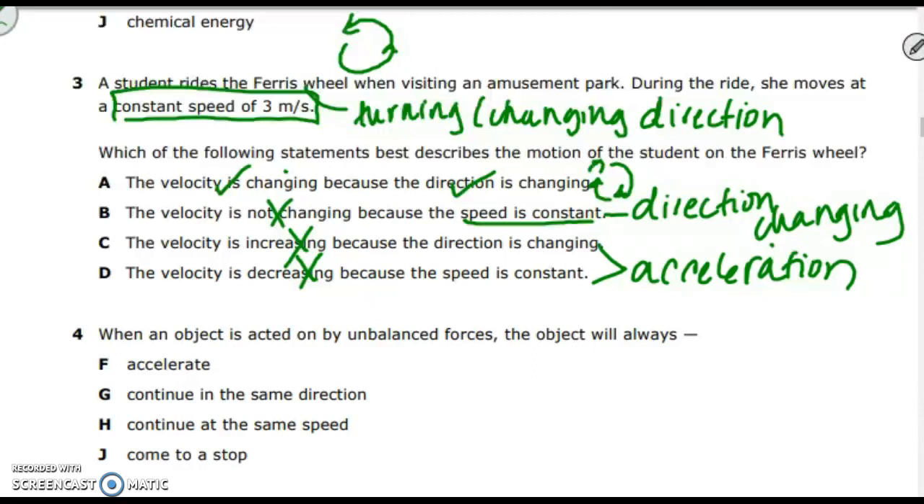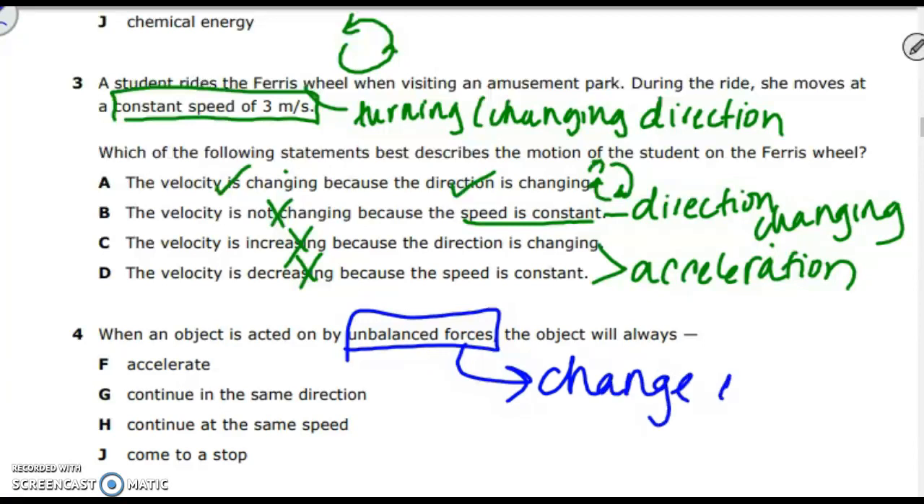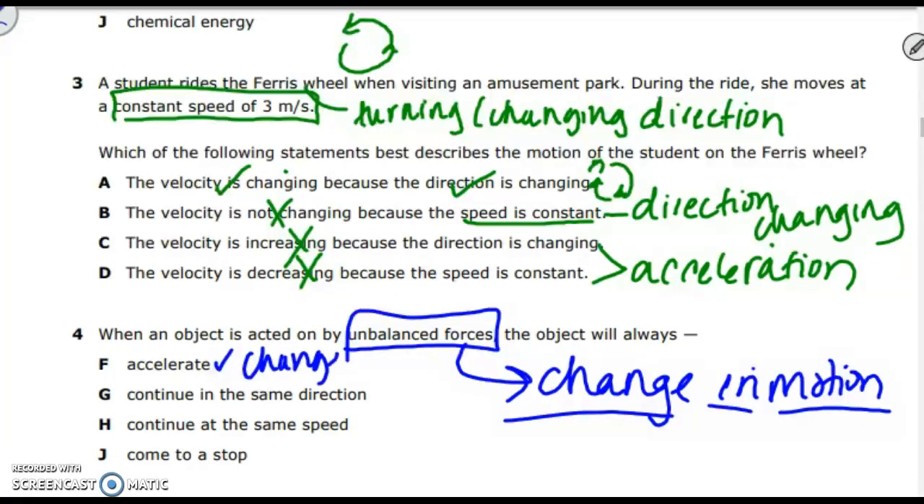Okay, 4. When an object is acted on by an unbalanced force, the object will always do what? Well, unbalanced. Here we have unbalanced. Unbalanced is always going to cause what? A change in motion. We have told you guys that over and over and over. Unbalanced means a change in motion. Which one of these is a change? Well, we know accelerate is definitely a change in motion. It's speeding up, slowing down, or changing direction. Continuing the same. Well, that word same is definitely not change. Continuing at the same speed, we got that word same again. Both of those would be balanced.